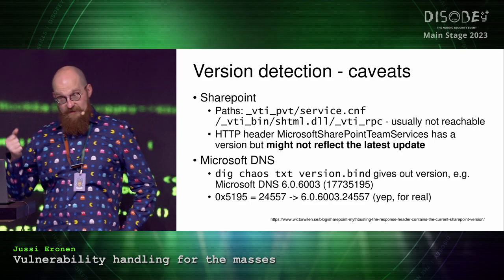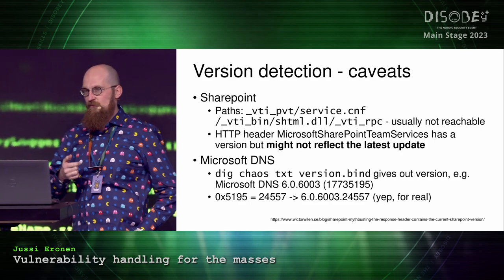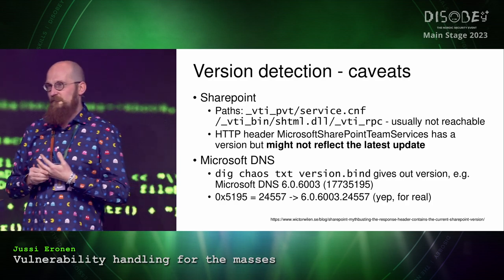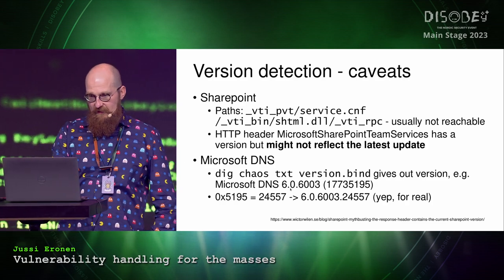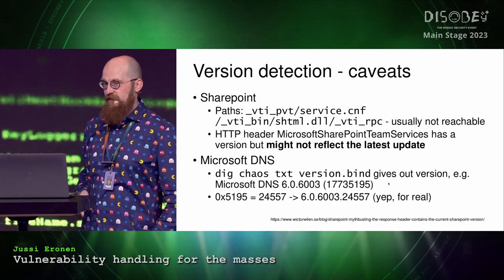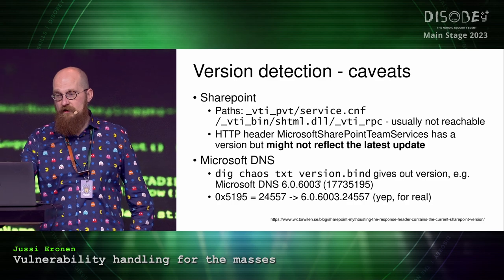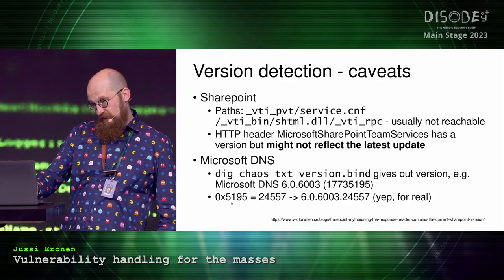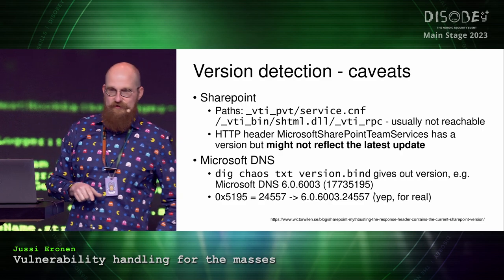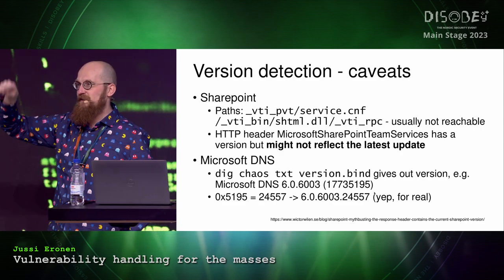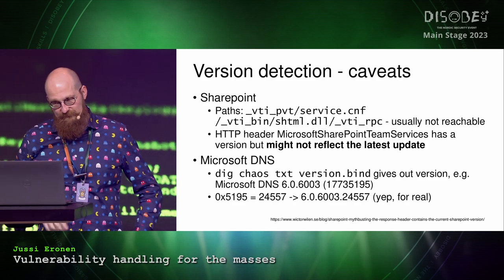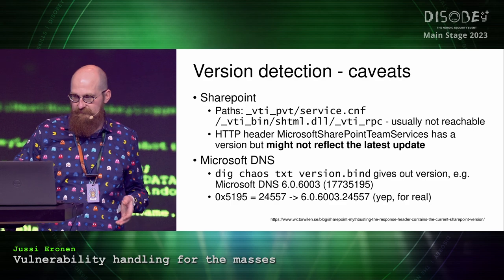Microsoft DNS is nice because, well, DNS specifies that you can do a chaos query where you are supposed to have the version number of the DNS server, and it does. It does have a version number 6.4, for example, here, 6.0.6003, and then the magic number in the parentheses. The magic number in parentheses, I have no idea what the first numbers are about, but the last numbers are hexes that correspond in decimal to the last build numbers, which you can find by clicking on Microsoft pages endlessly until you find which versions are related to any version. So, well, it's kind of there, but it kind of isn't.